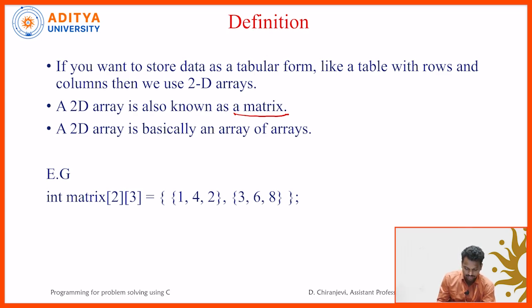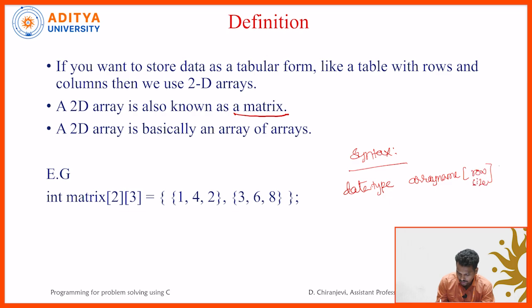Now let's understand the syntax of a two-dimensional array. You first specify the data type, then the array name, then the row size and then the column size. This is the basic syntax, the declaration of a 2D array. Now initialization: you assign values to the same syntax. Assigning values to the declaration is also known as initialization.